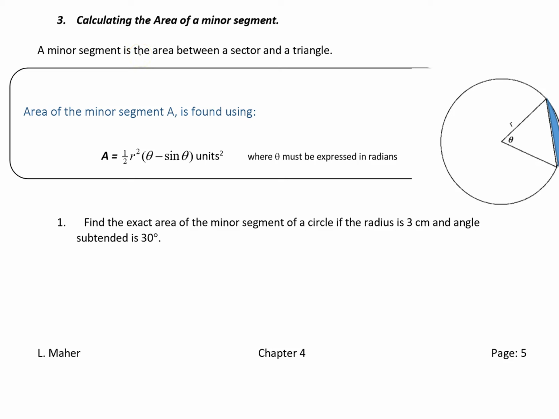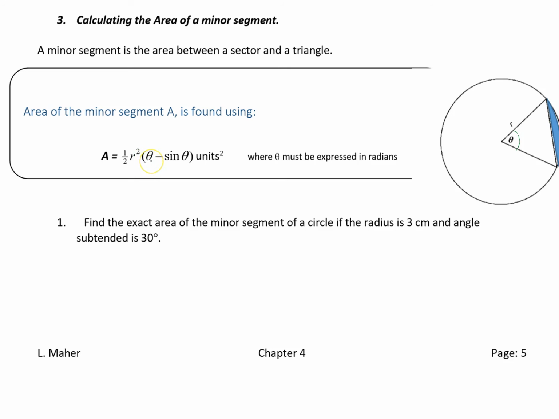The third formula is for calculating the area of a minor segment. You can see here that I've shaded what a minor segment is. A segment is produced between a chord and the circle. It involves an angle at the centre of the circle, which we're going to call theta, and theta must be measured in radians, and the area of that minor segment is a half times the radius squared bracket theta. Now that theta must be in radians.